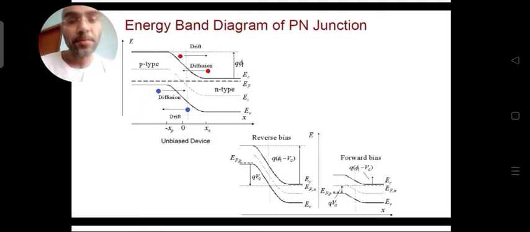So we'll understand it. Similarly, I have tried to show you here how the reverse bias junction will look like and how a forward bias junction will look like. In the reverse bias junction, you increase the barrier height, or the difference between the energy levels of the n-type material and the p-type material, whereas in the forward bias region you reduce that.